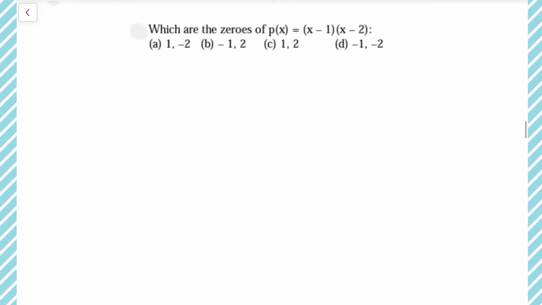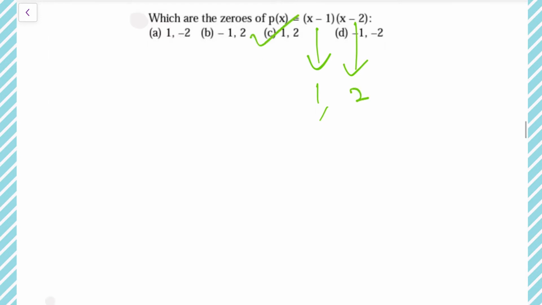Next, which are the zeros of the polynomial p of x is equals to x minus 1 into x minus 2. Here x minus 1 is there, so plus 1 is the 0. Here minus 2 is there, plus 2 is the 0. 1 comma 2. Option C.